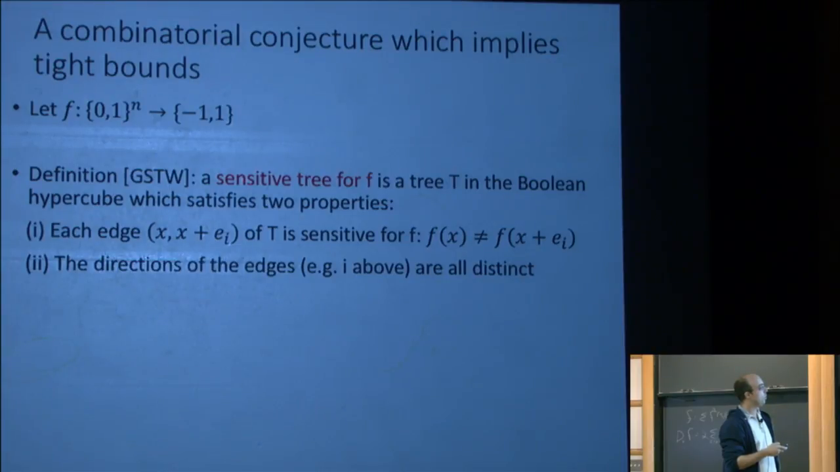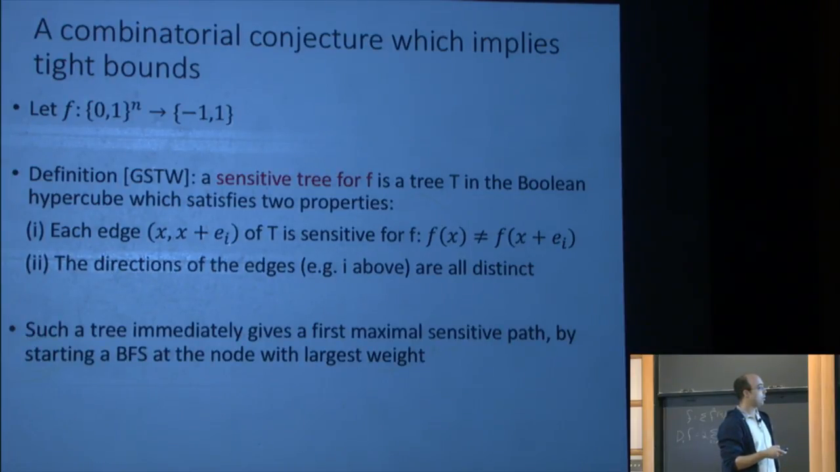So let me define, from this GSTW paper, what a sensitive tree is. A sensitive tree for a Boolean function is a tree in the Boolean cube that has a few properties. Each edge of this tree is sensitive for the Boolean function, so each edge flips the value of the function. And each edge is in a different direction, meaning whichever bit it flips, every edge here flips a different one. Such a tree automatically gives us a maximal sensitive path.